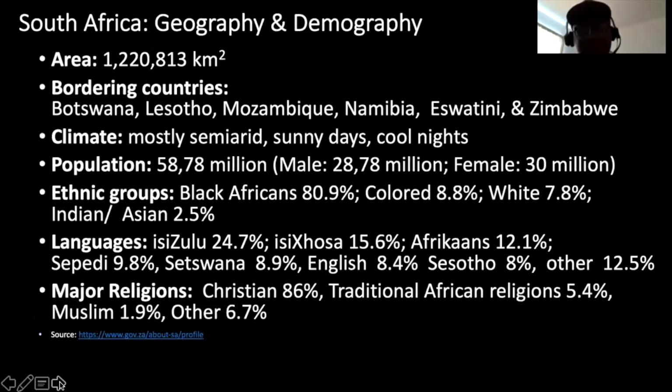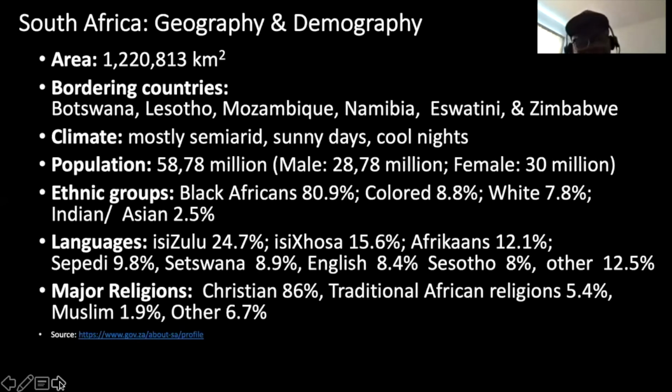The other aspect that we have to talk about right now is the geography and the demography. South Africa has an area of about 1,222,803 square kilometers. The countries that are bordering South Africa are Botswana, Lesotho, Mozambique, Namibia, Eswatini, which was formerly Swaziland, and then Zimbabwe. These are all countries in the north, northwest, and northeast, but it is almost surrounded by both the Atlantic Ocean and the Indian Ocean as maritime borders.